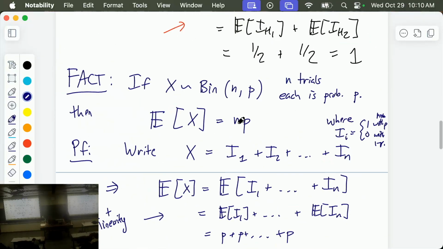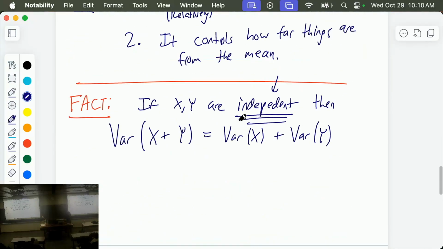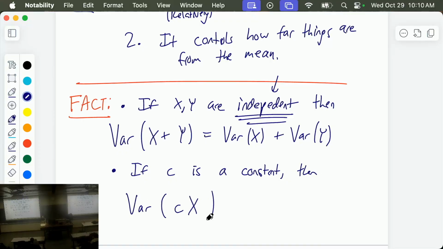And there's also a similar fact for scalar multiplication. So this is the plus fact. And here's the other fact. If c is a constant, then what is the variance of c times x? A lot of people get this one wrong, and they think, oh, it should be like the expected value. You pull the c out. But actually, it pulls out with a square.